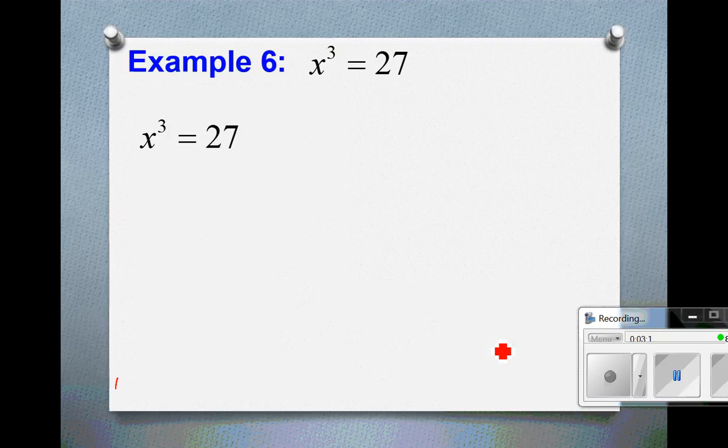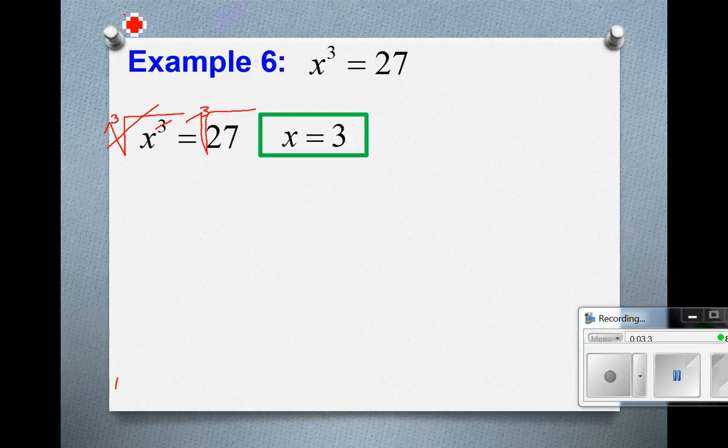I'm going to rewrite the question, and because I'm cubing the x, the opposite of that is cube rooting. So I'm going to take the cube root of both sides, and just like square rooting, this cube root radical cancels out this 3, and you're left with x equals. So your final answer is x equals 3.